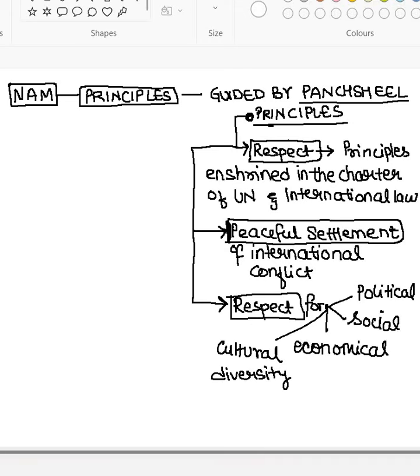Then third is respecting the political, social, economic and cultural diversity of countries and people when we are establishing relations with other nations. When you establish relations with another nation, we also have to respect their political scenario, social condition, economic condition and cultural diversity. If you are establishing relations with Sri Lanka, you cannot disrespect their cultural diversity or their economic condition, and that is why India is helping Sri Lanka during its economic crisis right now.